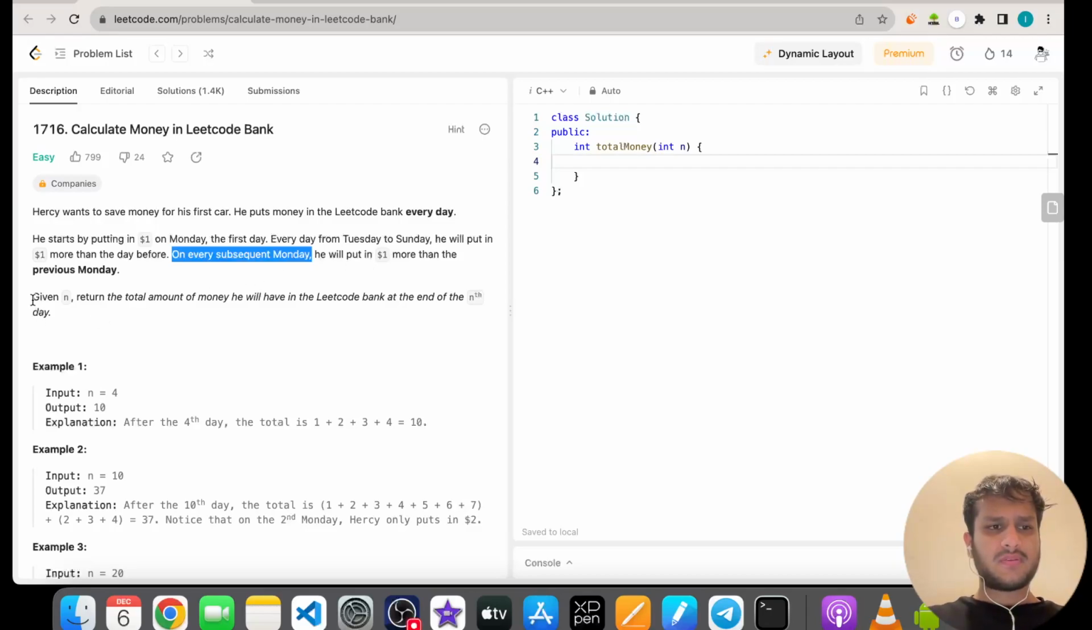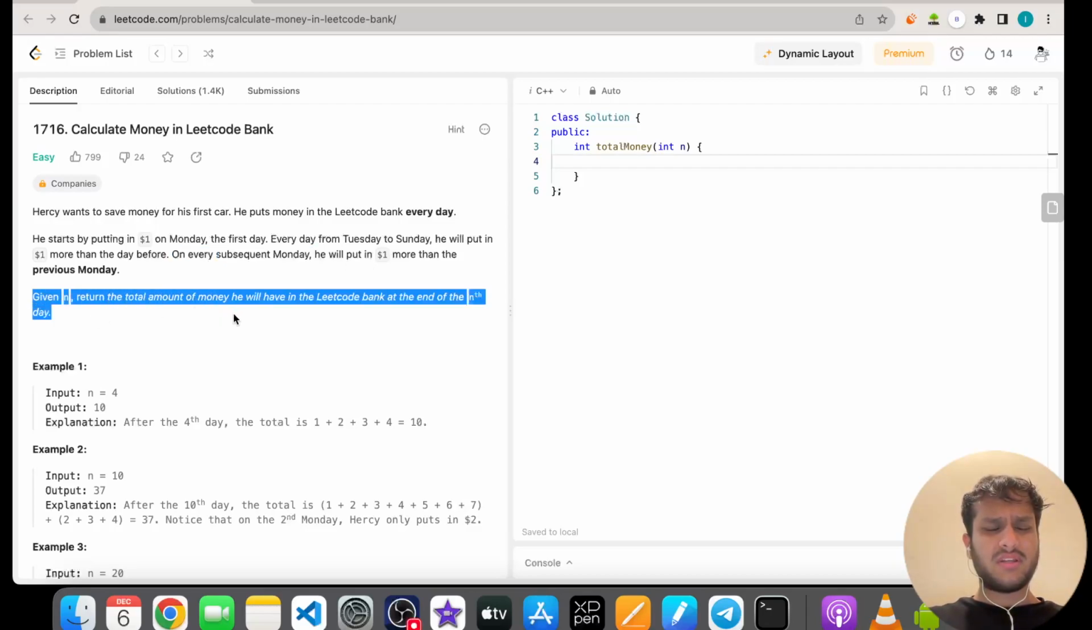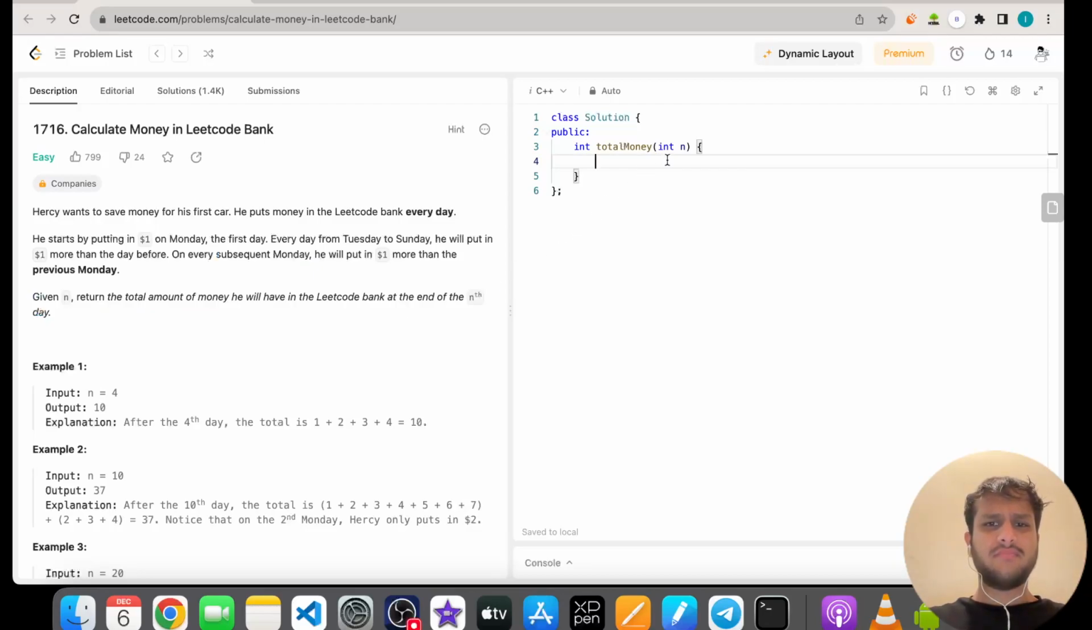Okay, so given n, return the total money he'll have in LeetCode Bank at the end of nth day. So let's make a vector first, that is LeetCode coins or LeetCode Bank of say length n.